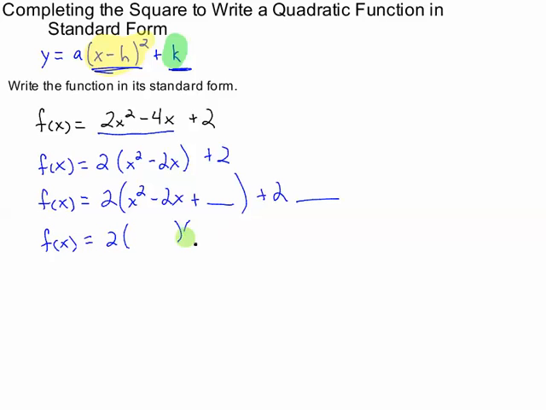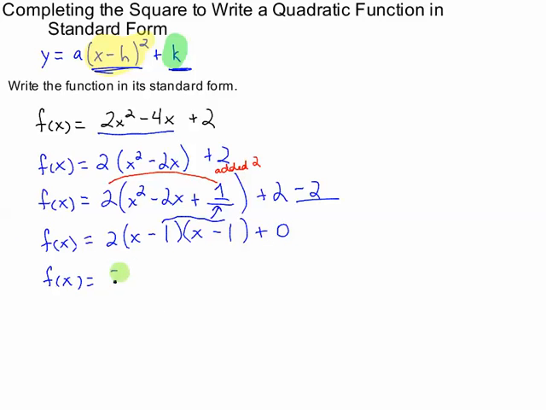Now I start factoring the x squared minus 2x as if it's a perfect square. I need x and x to get x squared. To get negative 2x, I need minus 1 and minus 1. And negative 1 times negative 1 is positive 1, so I add a 1 here. By adding this 1, it's actually multiplied by 2, so I actually added 2. So on the end here, I need to subtract 2 to counteract that. So plus 2 minus 2 is actually plus 0, if you want to write that.